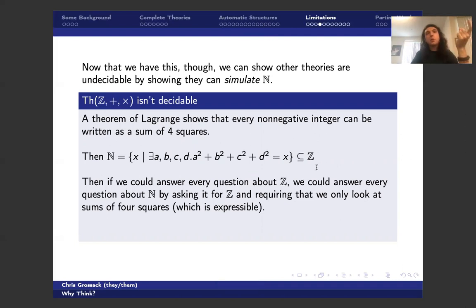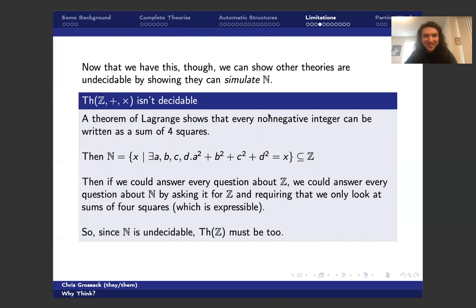So we can code up the natural numbers in this way. Then if we could answer every question about z, we could answer every question about n by asking it for z, but requiring that our answers satisfy this bonus principle, which is obviously a thing that we can write down using plus and times. Since the theory of n is undecidable, the theory of z must be as well, because we could use the theory of z to decide the theory of n. So how do people feel about this? Lots of undecidability proofs basically come down to this. If you're familiar with proofs of NP completeness, it's a very similar argument structurally. I'll give people a second to ask questions.